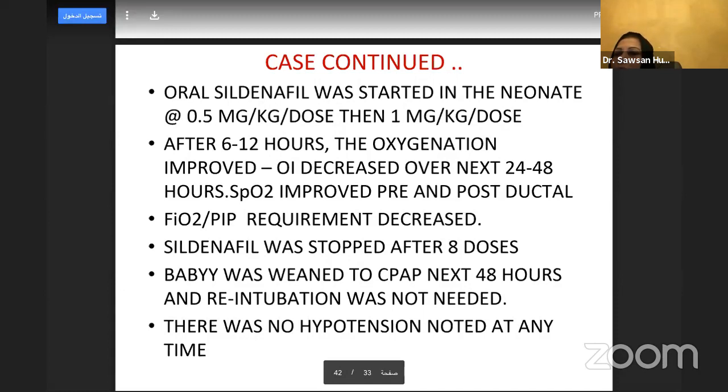The oxygen saturation improved pre- and post-ductal. The requirement of ventilator settings decreased, and we stopped the sildenafil after 8 doses. The baby was weaned to CPAP in the next 48 hours, and re-intubation was not needed. There was no hypotension noted at that time while using sildenafil.